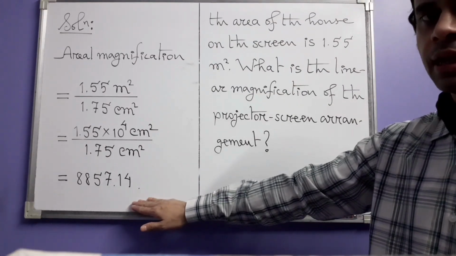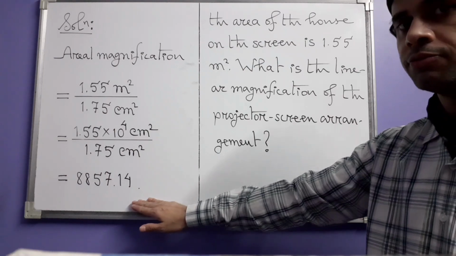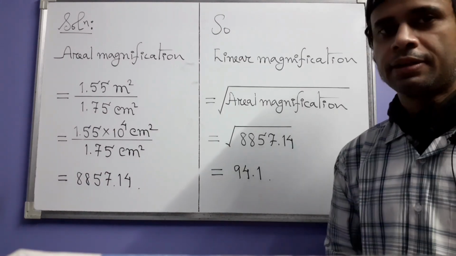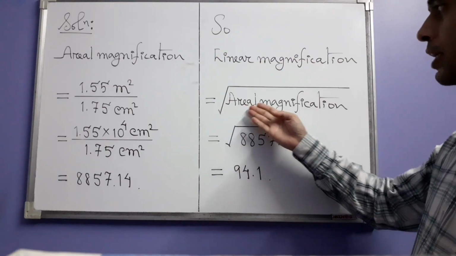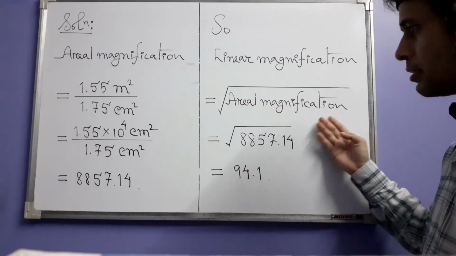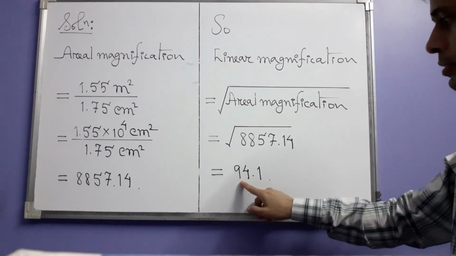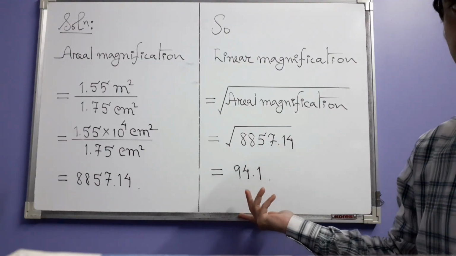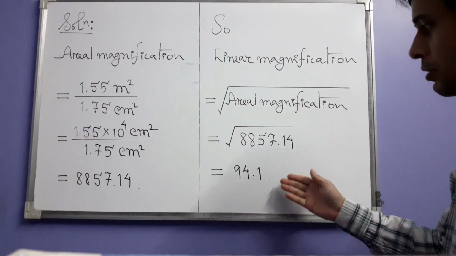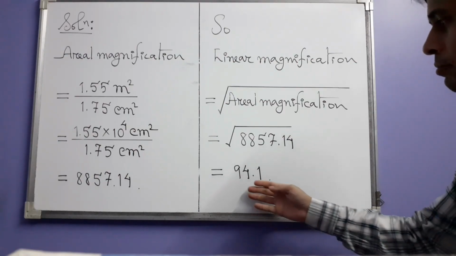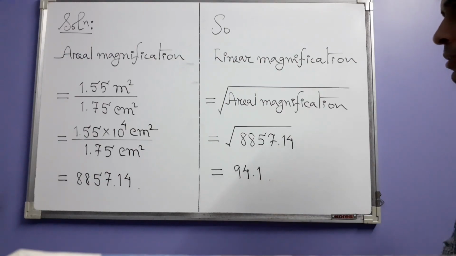This is the aerial magnification, from which then we have to find the linear magnification. And linear magnification is the square root of aerial magnification. That means the square root of this figure, which is an approximate answer. Okay, it comes out about 94.11, I think, but you can write 94.1.